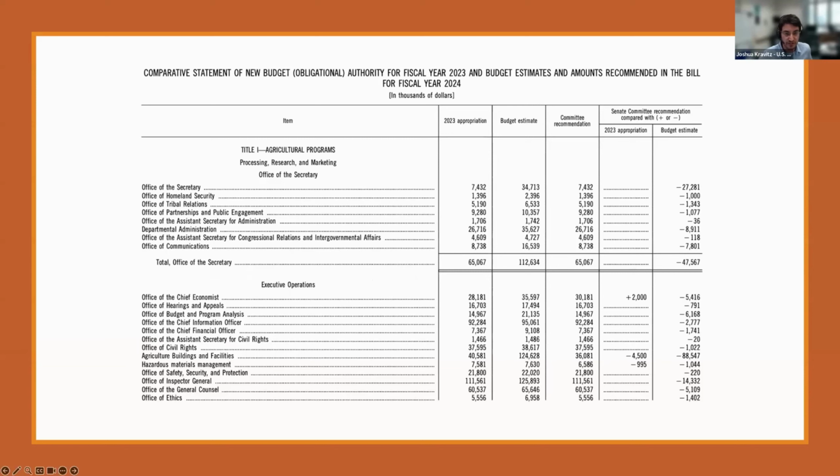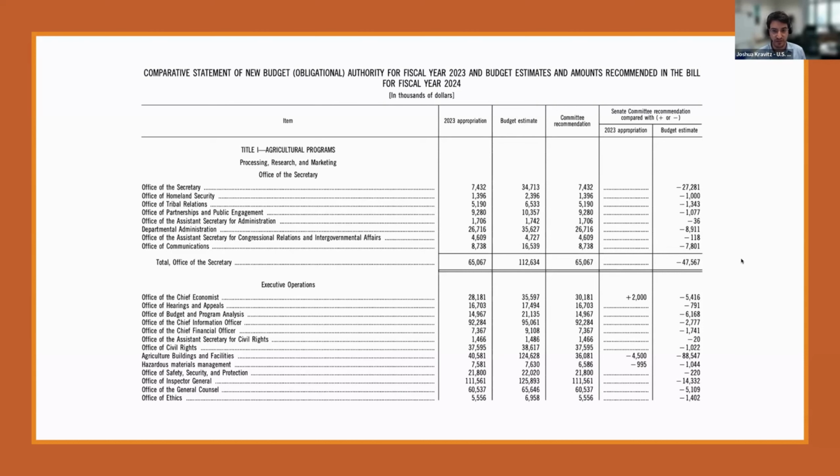This is a screenshot from the bill that the Senate marked up and passed out of committee for fiscal year 2024. You can see at the top what these tables look like in their final printed format. On the left-hand side, there's the item, for example, the office of the secretary. Within the agricultural programs, you can see the appropriation for the 2023 fiscal year. You can see the budget estimate, which is another way of saying the request that the president made for the next fiscal year, and the committee recommendation, which is the amount of money the committee recommends is appropriated for this account, for this item.